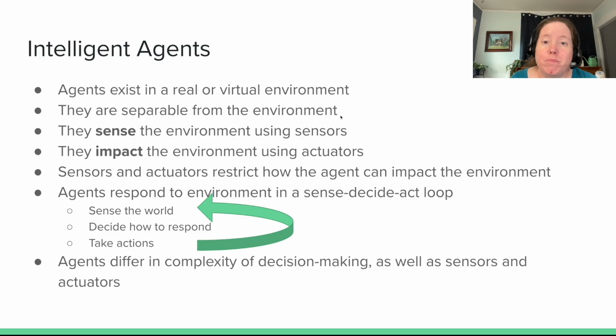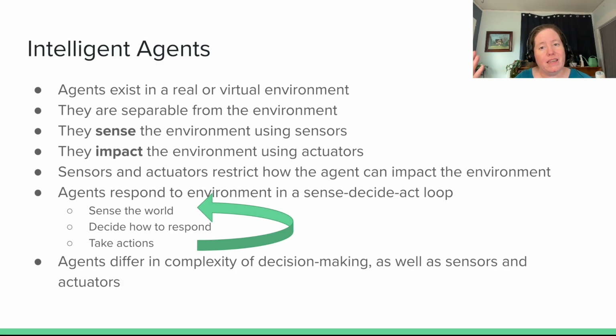That could include a speaker, just to make noises. It could include motors that let it move things. All kinds of different actuators are possible. This also shows the sense, decide, act loop, which intelligent agents engage in. They sense the world, they decide how to respond, they take actions, and it cycles again. Different agents go through this cycle faster or slower. Some go through it multiple times a second.